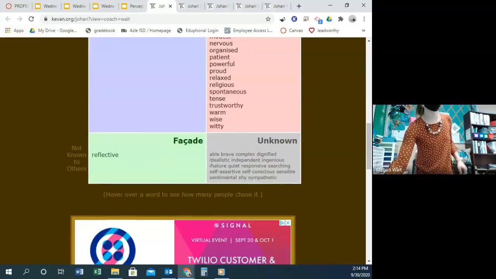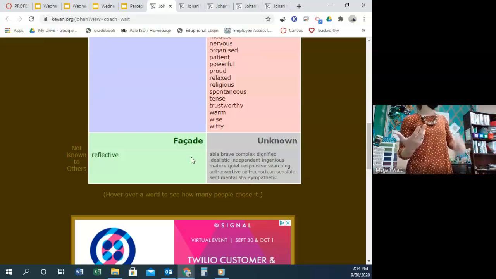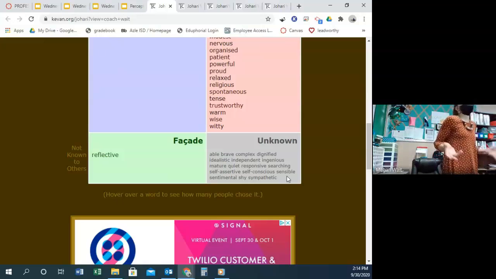What do you mean? So here's my facade. This is what I know, but y'all don't know. I'm very reflective. I reflect on myself and my actions a lot. Okay? So you might not know that about me. And then our unknown here, this is what nobody seems to have picked these words for me. So these are unknown to me.